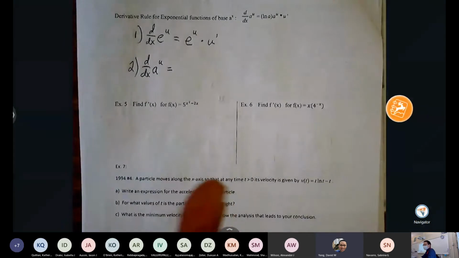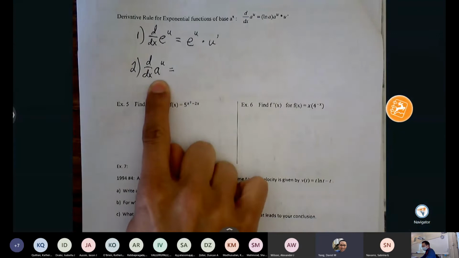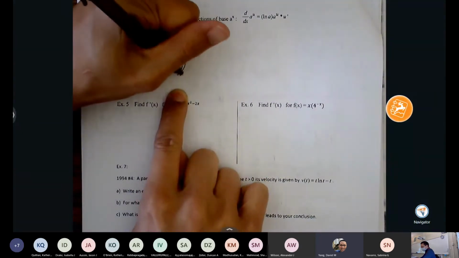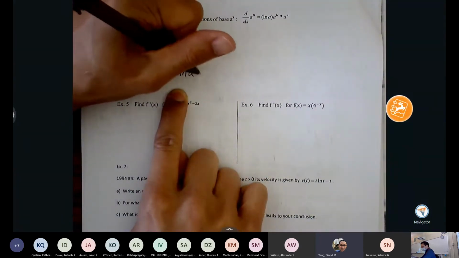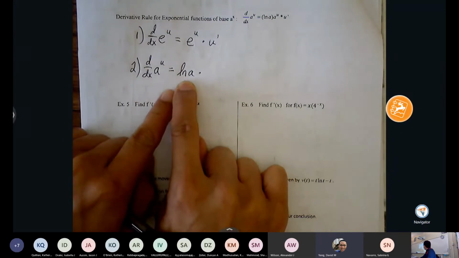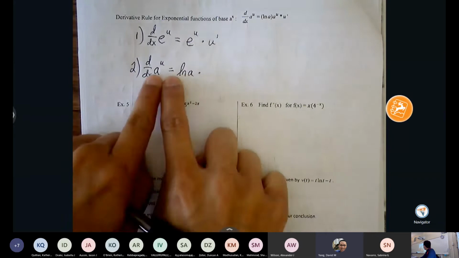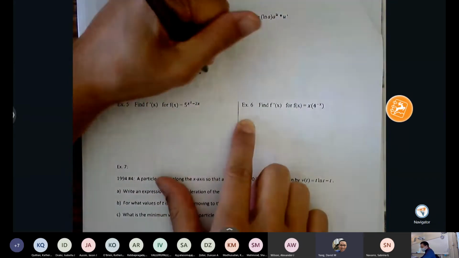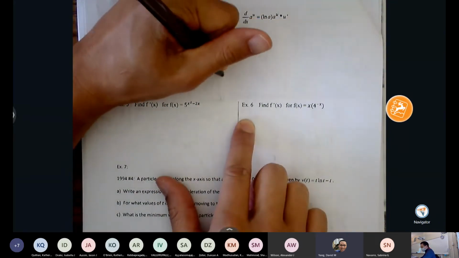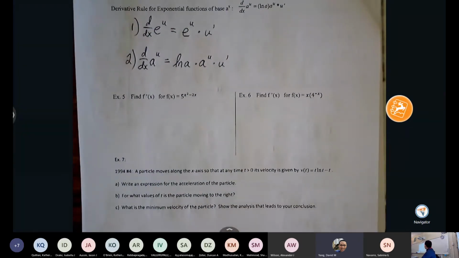And then the process will look the same as before. It'll be the original function times the exponent's derivative. So there's a conversion that has to happen in the base e. So instead of in the denominator, now it's in the numerator. So natural log of a times, now it looks just like your original rule. Original function times exponent's derivative. Just a different base. Questions there?